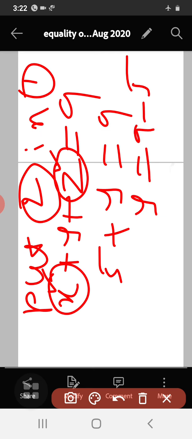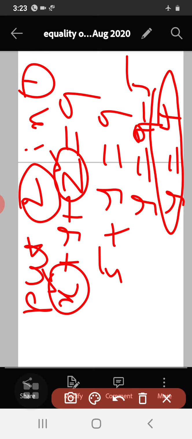or y is equal to 9 minus 5. So y is equal to what? 4. So I got the value of y as 4. So now I got the value of x and I got the value of y. So we have to find the value of z.